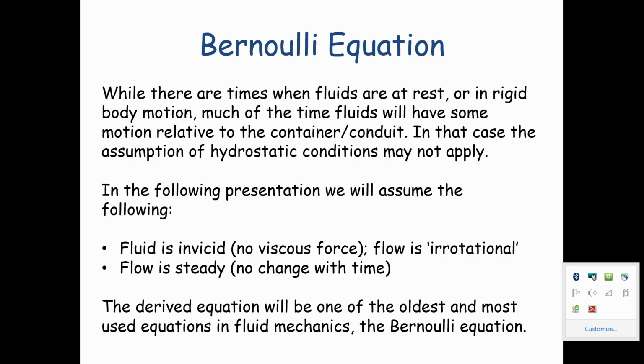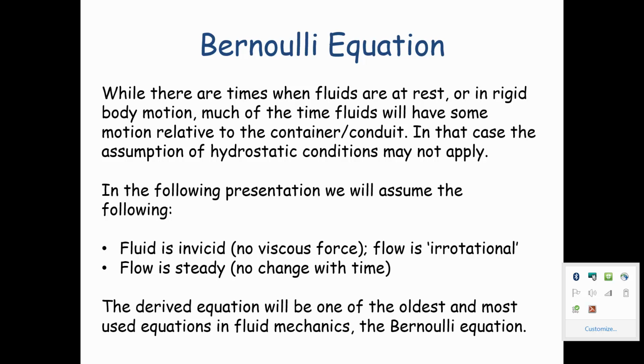So what we're going to do here in the derivation of the Bernoulli equation, we're going to make the assumption that there is no viscous force. We'll assume that the fluid is inviscid, that is, that the viscosity, usually referred to as mu, the dynamic viscosity, or nu, which is the kinematic viscosity, is assumed to be zero. And for these situations, we'll be defining in a later chapter that the flow is what's called irrotational.